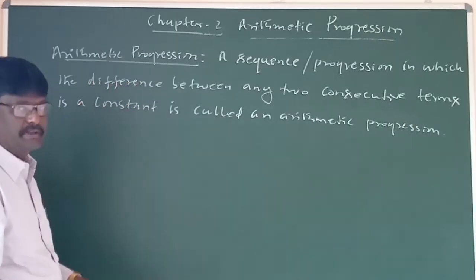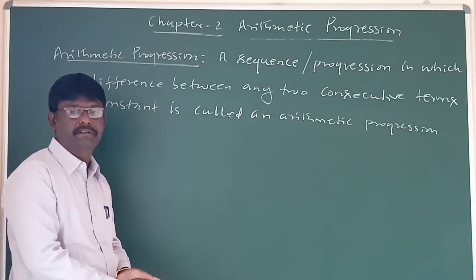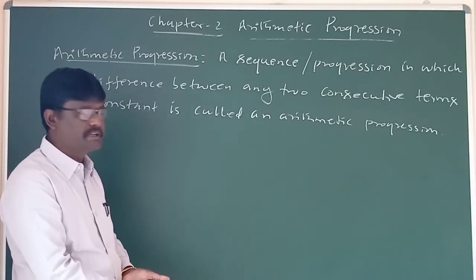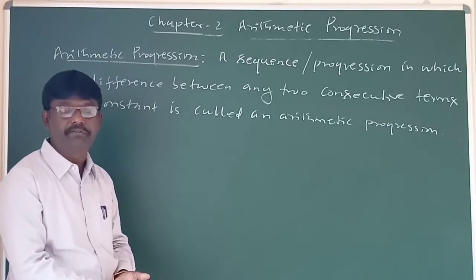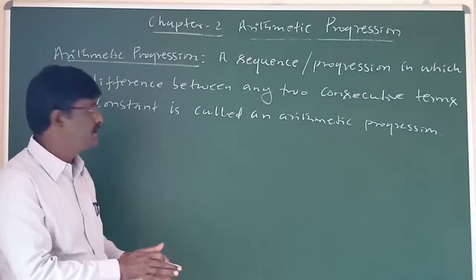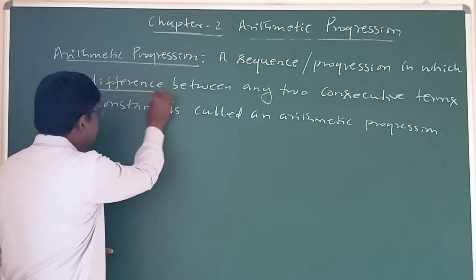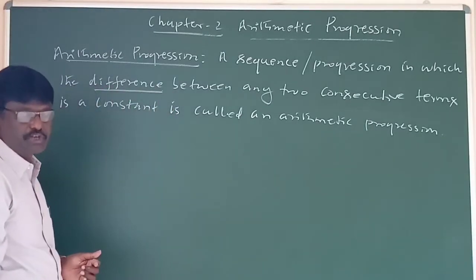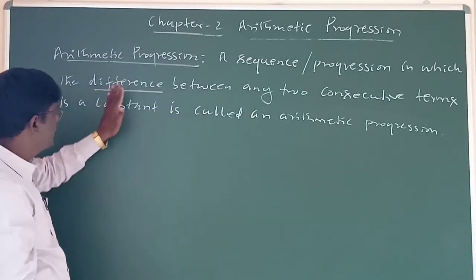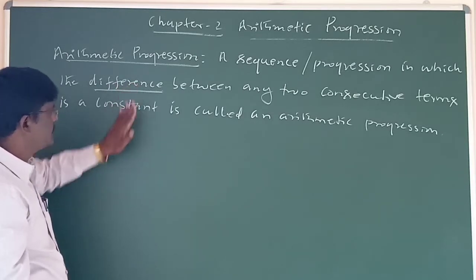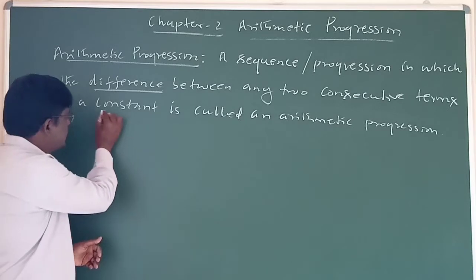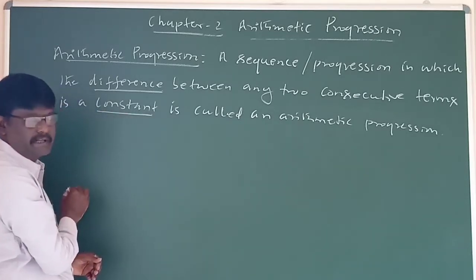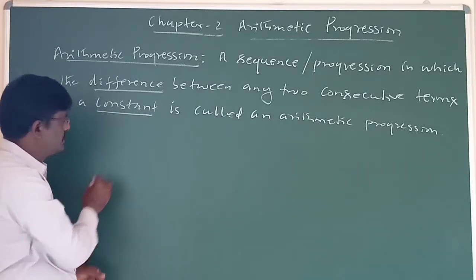Arithmetic progression. Hence we can define it like this, children. What is arithmetic progression? A sequence or a progression in which the difference between any two consecutive terms, the whole chapter is based on this key term, the difference between any two consecutive terms is a constant, is called an arithmetic progression.